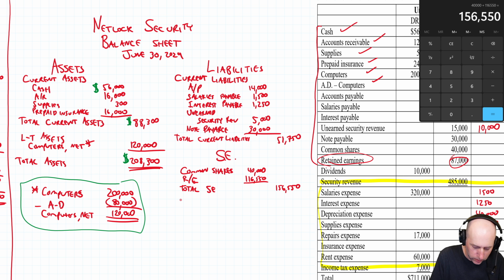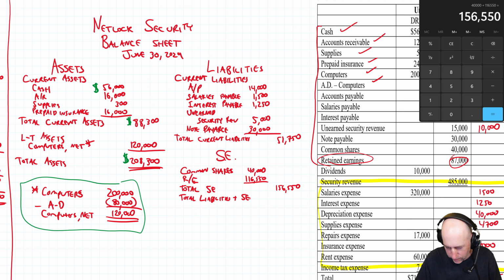And now we need a grand total. Our total liabilities and shareholders' equity, 156,550 plus the liabilities, 51,750, and we get 208,300. Folks, the birds are singing. The sun is shining. What a long question, but our balance sheet is balancing.